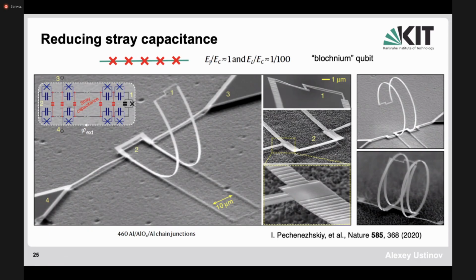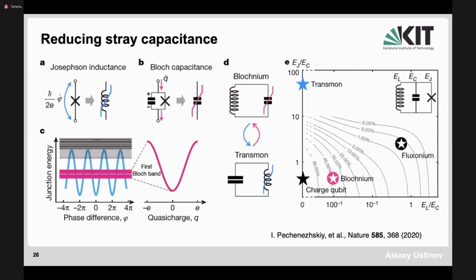So basically, the state was extending over multiple minima in the potential, and therefore this device was really different from the devices I discussed before.